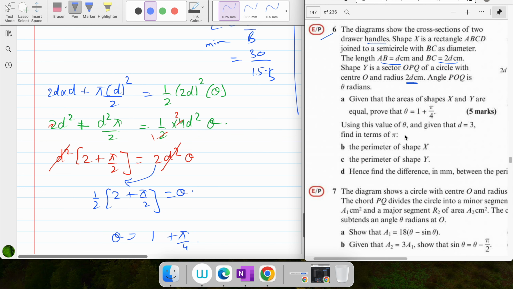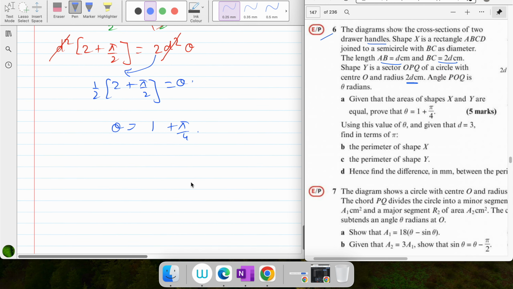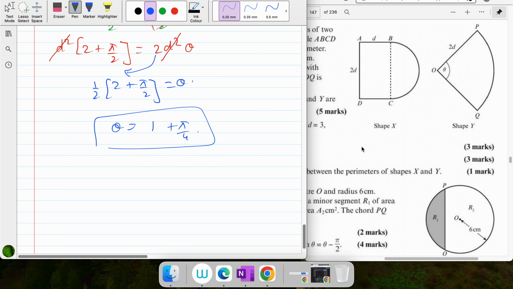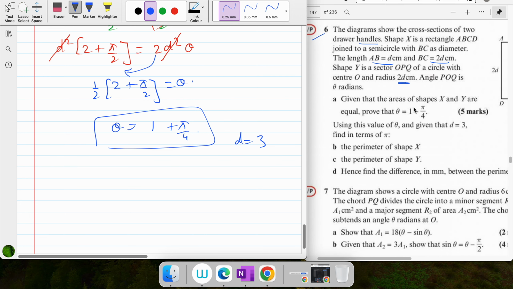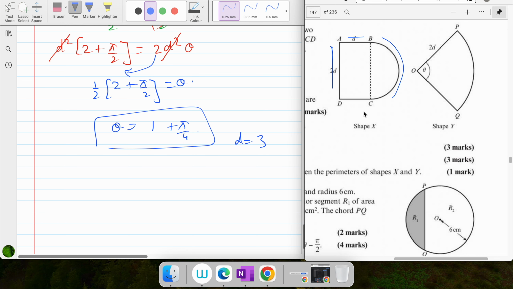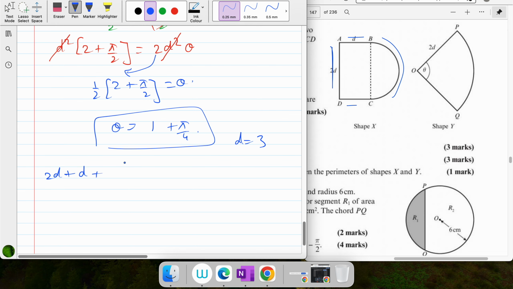Second says using the value of theta and given that d is equal to 3, find in terms of pi the perimeter of X. So we have this value of theta and d is 3 now. We're going to find the perimeter of shape X, which is 4 sides: 2d plus d on top plus pi r on the other side, 2 pi r for complete and pi r for half, plus d again. So 1, 2, 3, 4 sides.